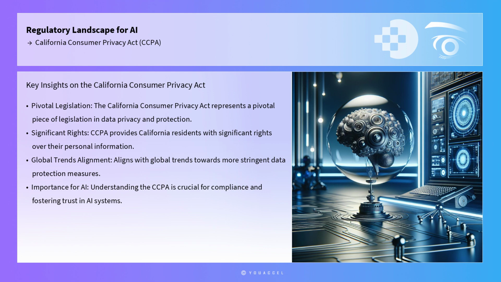The California Consumer Privacy Act represents a pivotal piece of legislation in the regulatory landscape for AI, focusing on consumer data privacy and protection. Enacted in 2018 and effective from January 1, 2020, the CCPA provides California residents with significant rights over their personal information, aligning with global trends towards more stringent data protection measures. For professionals in AI ethics and governance, understanding the CCPA is crucial not only for compliance, but also for fostering trust and transparency in AI systems.